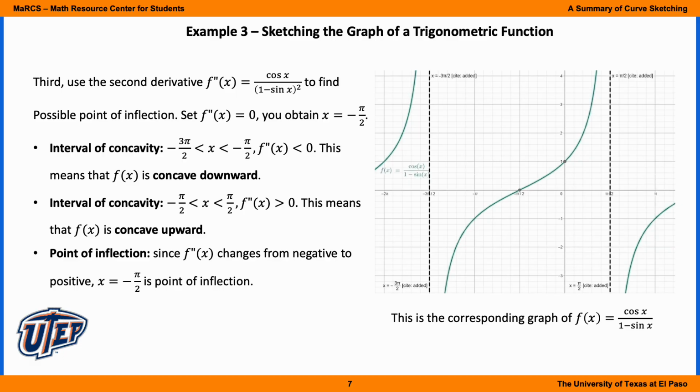And we will test the second derivative by choosing a test value. So we get that the second derivative is less than 0. That means that the function is concave downward on the interval negative 3 pi over 2 to negative pi over 2. Now for the second interval, from negative pi over 2 to positive pi over 2, choosing a test value, we get that the second derivative is greater than 0. So this means that f of x is concave upward. So we have a point of inflection because our second derivative changes from negative to positive at x is equal to negative pi over 2. So our point of inflection is x is equal to negative pi over 2, and we have our corresponding graph of f of x to the right.